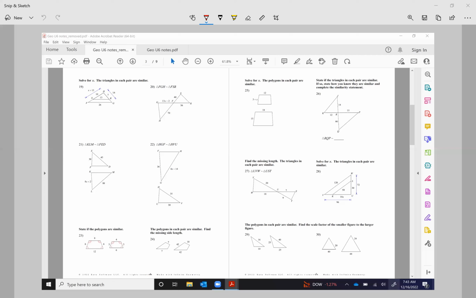So RQP, that triangle RQP is similar to ABC. The order of the letters does matter. If we type in BAC, it's not correct, or CAB is not correct. It has to be ABC. Then I'm going to say by side, angle, side. So I completed the statement, and I'm including also which rule I was using: side, angle, side.